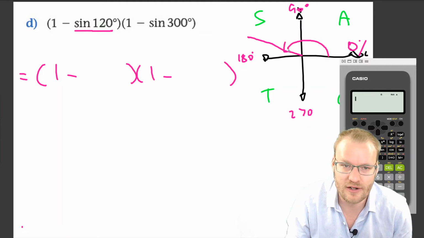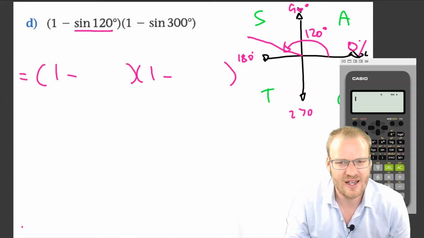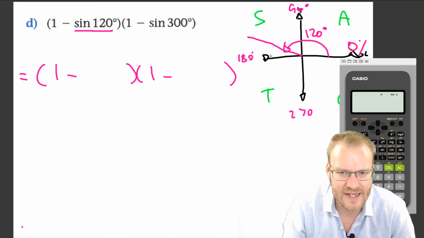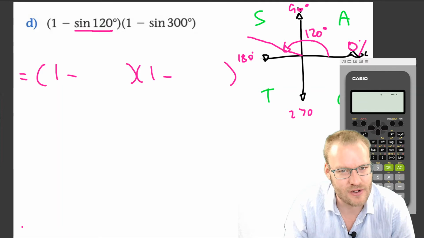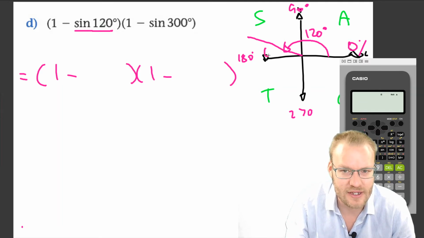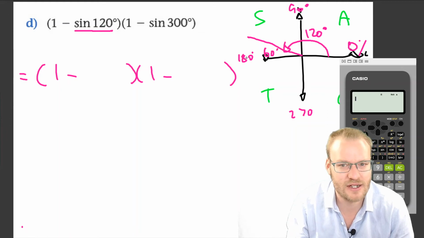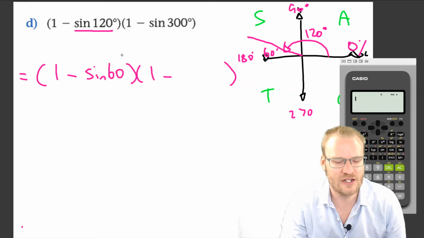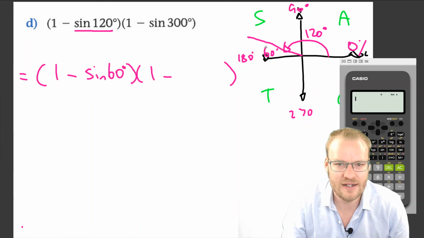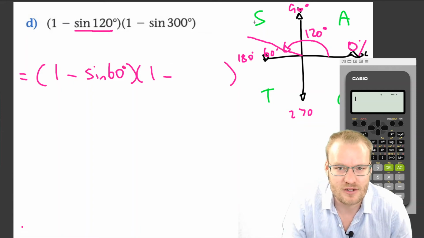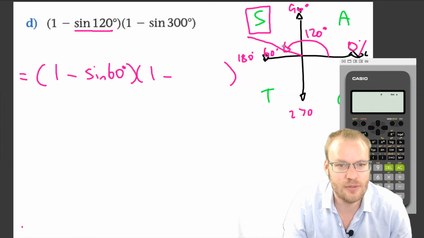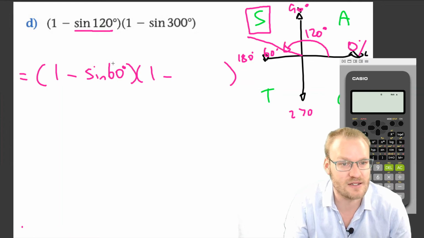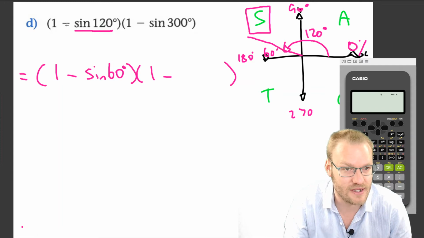This angle around here is 120 degrees, and our strategy has been to try and get to the x-axis, because then it's 180 minus, 180 plus, 360 minus, or 360 plus. So this angle must be 60 degrees. 120 plus 60 is 180. So this is the same as sine of 60, but we just need to check our signs, as in positive or negative. Well, sine in this quadrant is positive, so sine 120 is the same as sine 60. Then this negative is this negative.